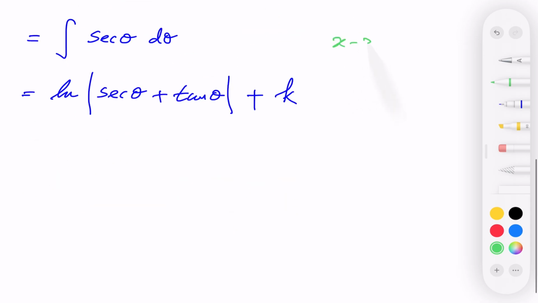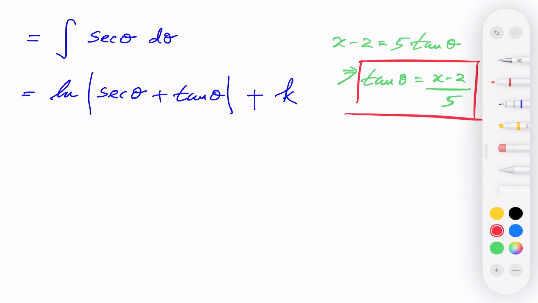Since x minus 2 is equal to 5 tangent theta, we can get tangent theta quite easily as x minus 2 divided by 5. The tangent theta term is not the only term that we need. We will also need a secant theta term. Once again, using the second of the three Pythagorean identities from trig, we know that secant squared theta is equal to 1 plus tangent squared theta.